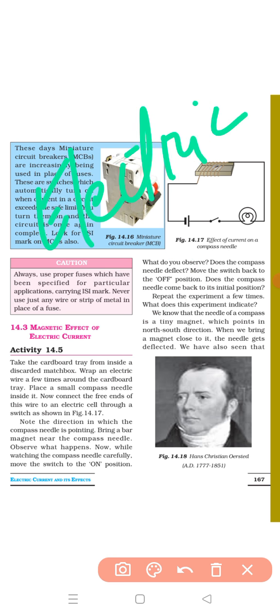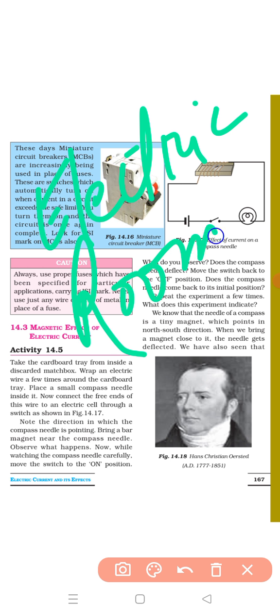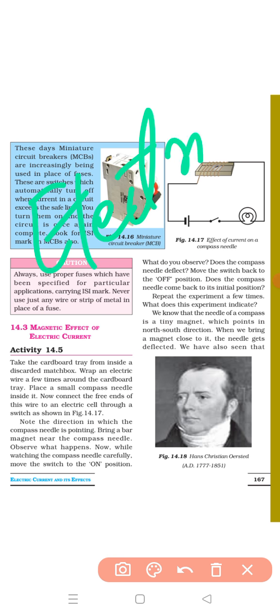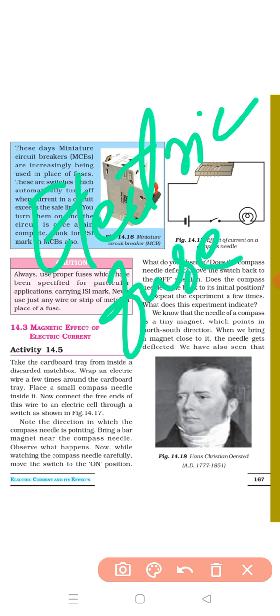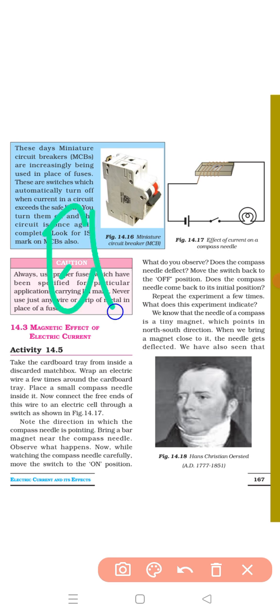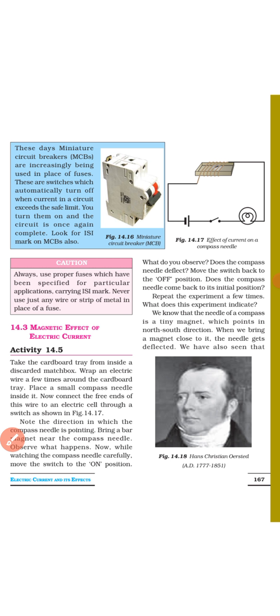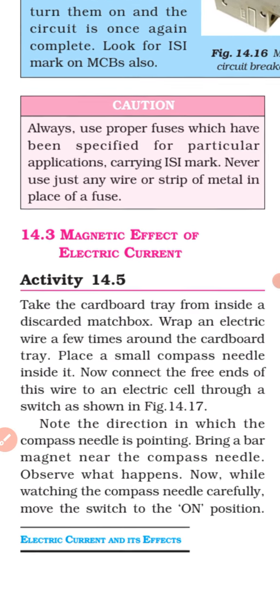Electric room heater, then electric fuse, then electric bulb. Clear? But what is now the magnetic effect of electric current? This is another effect. Magnetic effect of electric current. So we'll see this.